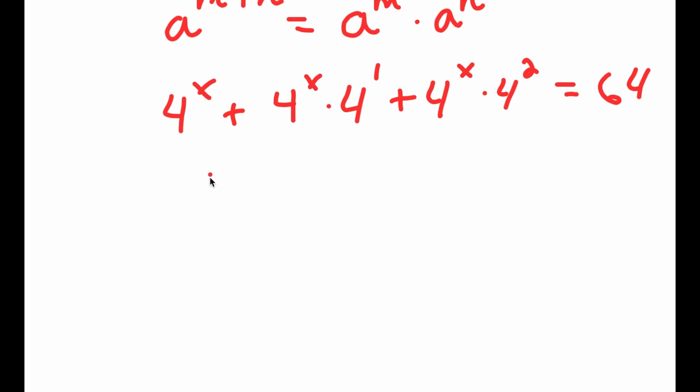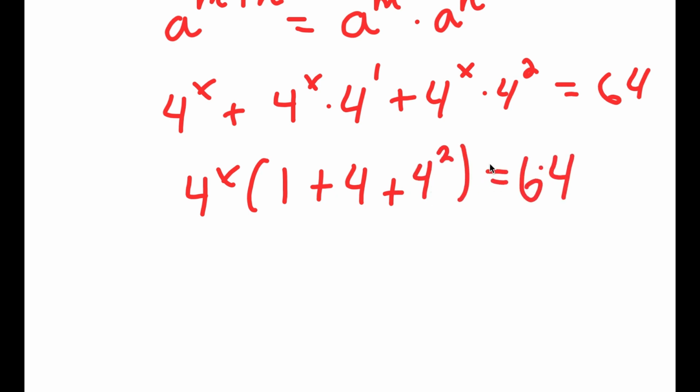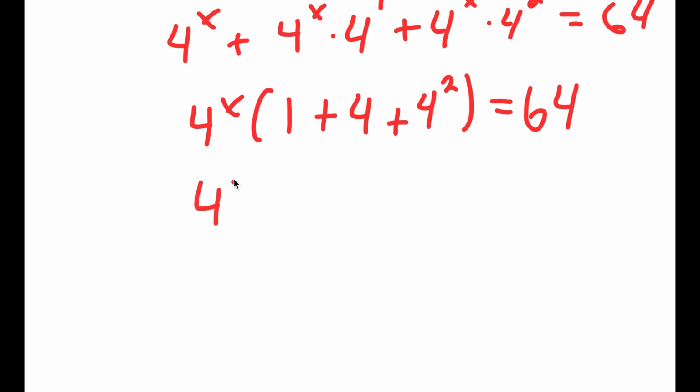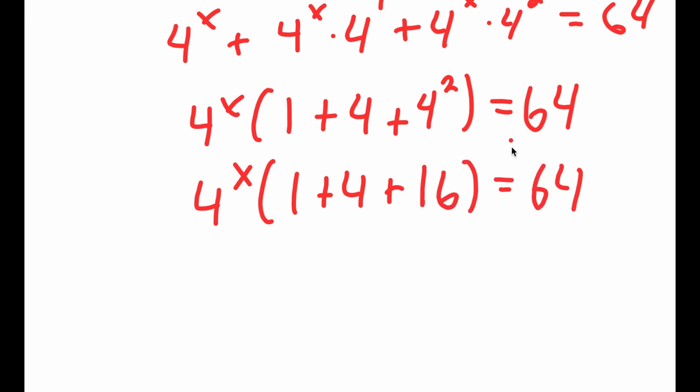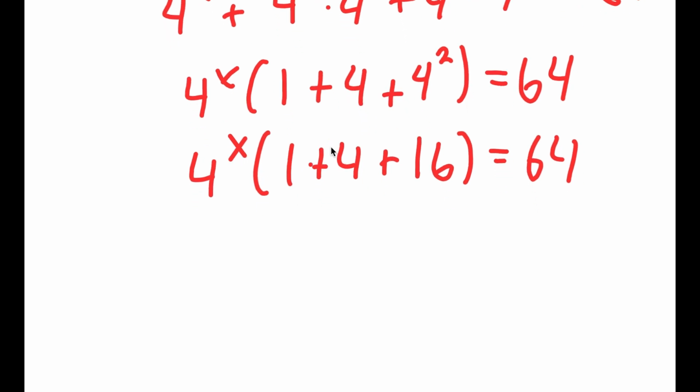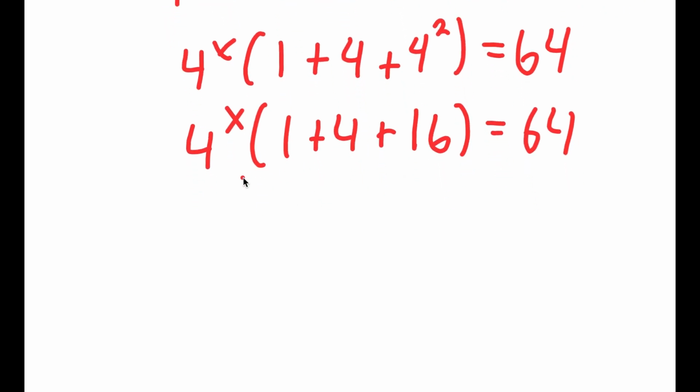Now from here, I'm going to factor out 4 to the power of x. So I get 4 to the power of x times 1 plus 4 plus 4 squared. And 4 squared is 16. So I get 4 to the power of x times 1 plus 4 plus 16. Now 1 plus 4 is 5, and 5 plus 16 is 21. So I get 4 to the power of x times 21 is equal to 64.